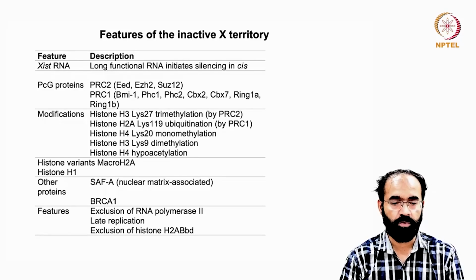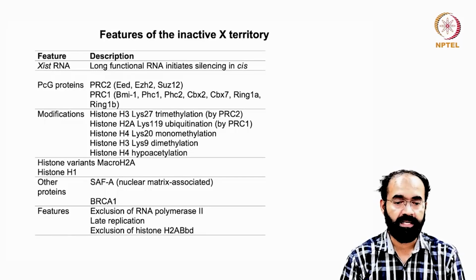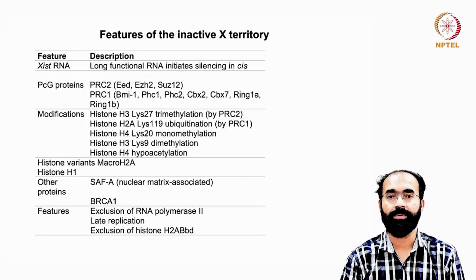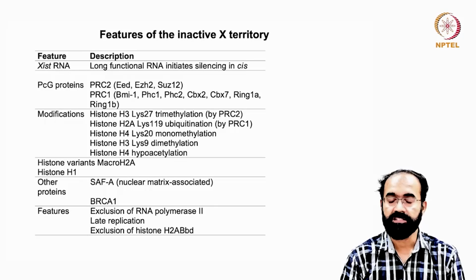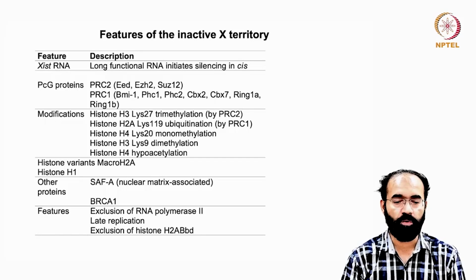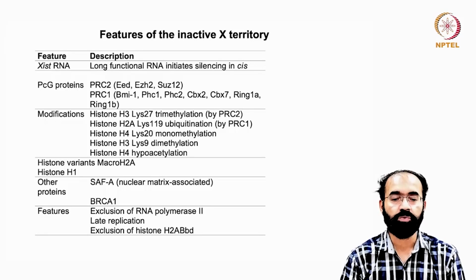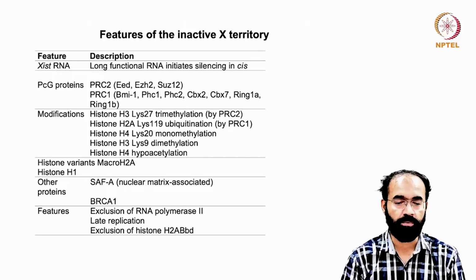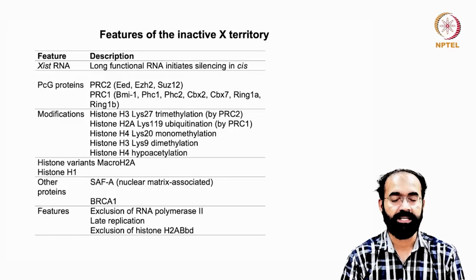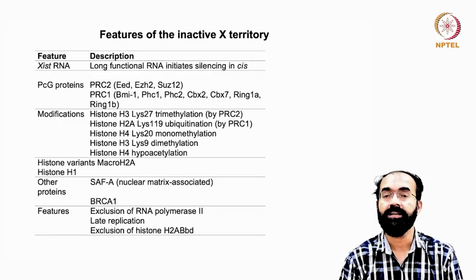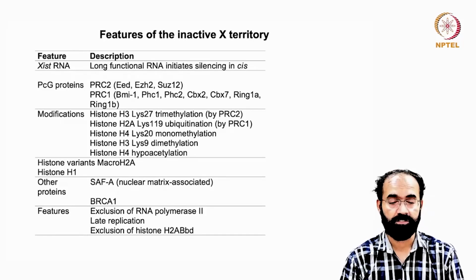They are called PcG proteins. What are they? They are mainly of two types, PRC2 and PRC1. PRC2 is polycomb repressive complex 2. PRC1 is polycomb repressive complex 1. PRC2 contains proteins such as EED, EZH2, SUZ12, etc. Many components are there, with EZH2 being the catalytic component. In the same way, PRC1 also has plenty of molecules: BMI1, PHC1, PHC2, CBX2, CBX7, RING1A, RING1B, and so on.